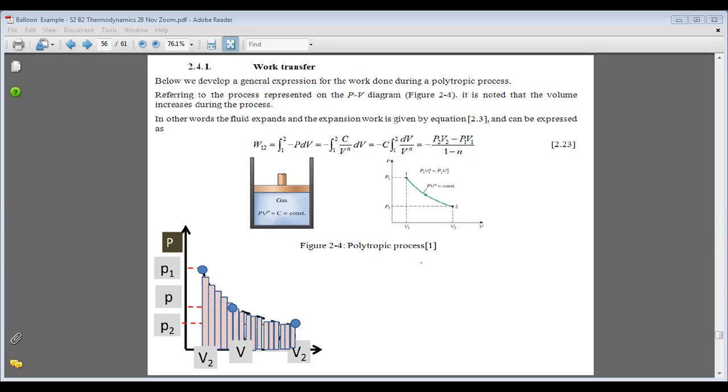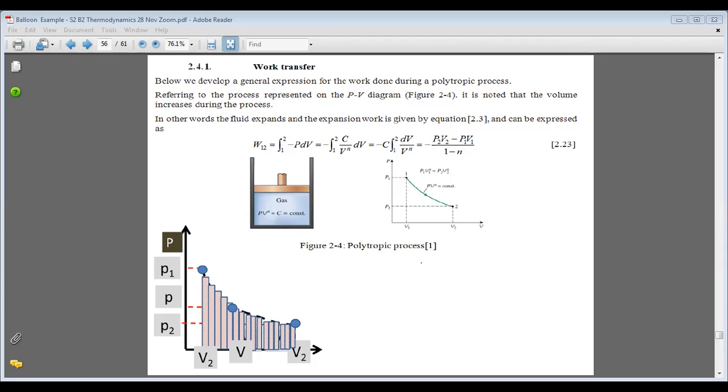And W12 you can see is maximum when n is smaller. So we will consider in this way.